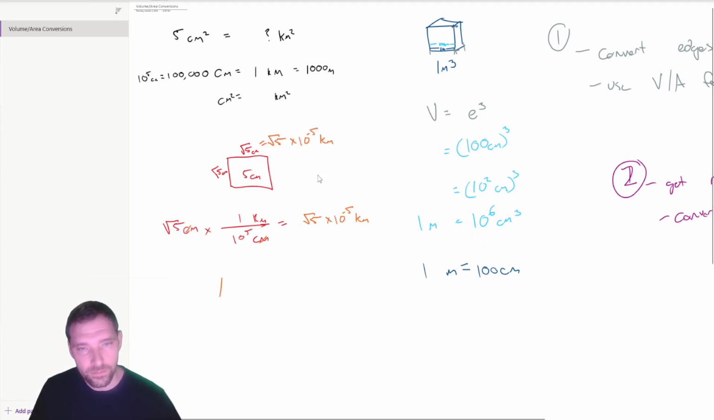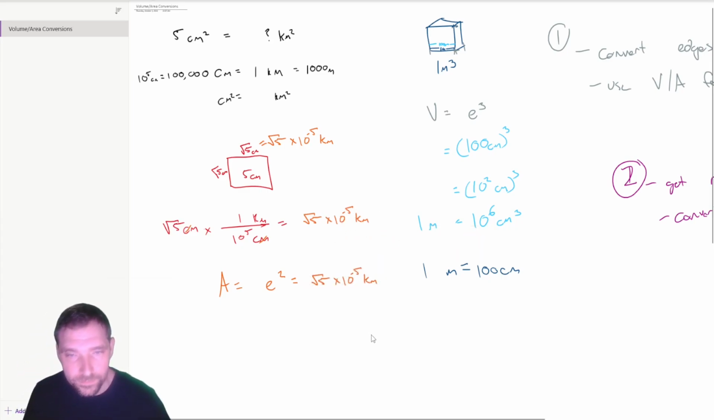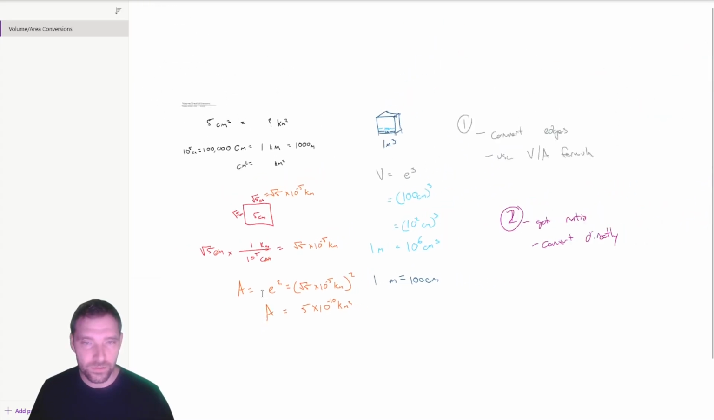And so the area formula here, it's just those edges squared. So we just take that number and we square it. And when you do that, you should get 5 times 10 to, is that the -10? No? Yeah, I believe that that's how it works. Square centimeters for that area formula. So we could do that there.